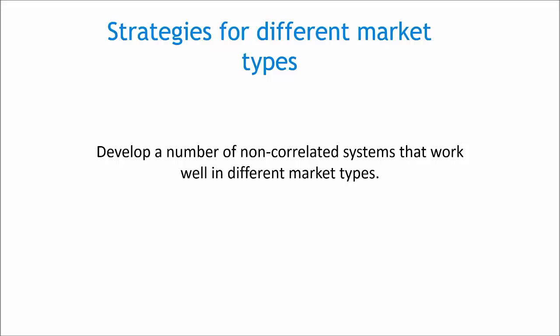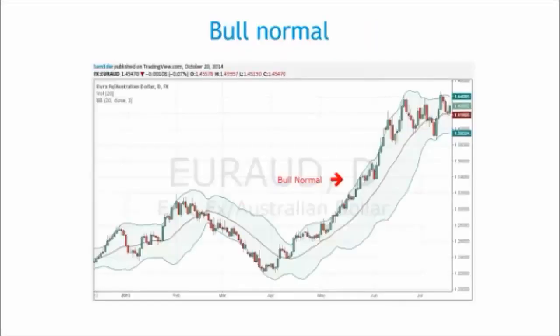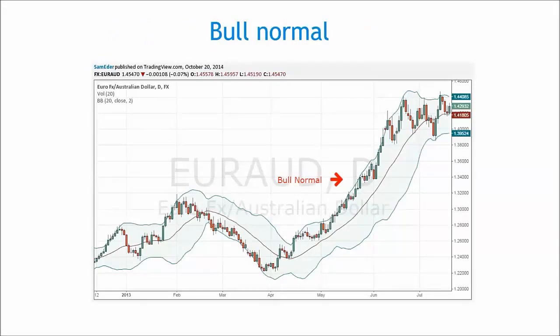Let's take a brief look at each market type and a strategy that you can apply in each one. Bull normal. To identify a bull normal market type, look for the price to be trending with the upper band and above the mid Bollinger Band. Generally, bull normal market types suit trend following strategies. Look for a pullback or a consolidation phase and a breakout to buy the direction of the trend.